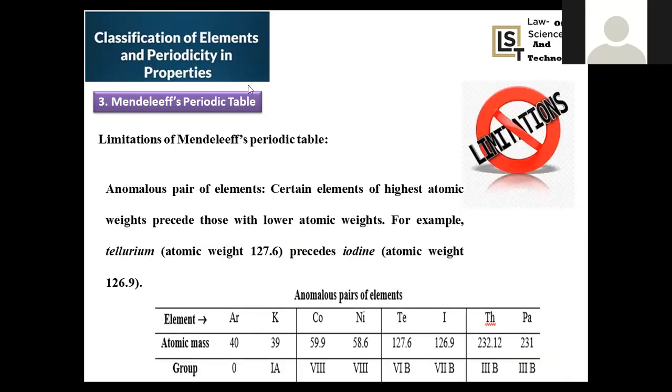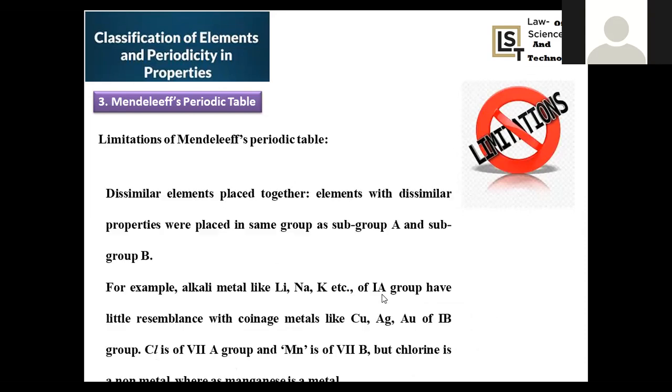And we have certain limitations with Mendeleeff's periodic table, such as anomalous pairs of elements. That is a kind of obstacle. Just now we discussed tellurium placed earlier than iodine, though tellurium has a higher atomic weight and iodine a lesser atomic weight. This is an exceptional condition, but most of the elements placed by Mendeleeff are still acceptable in the modern periodic table as well, right? So this is a limitation you can observe in Mendeleeff's periodic table.